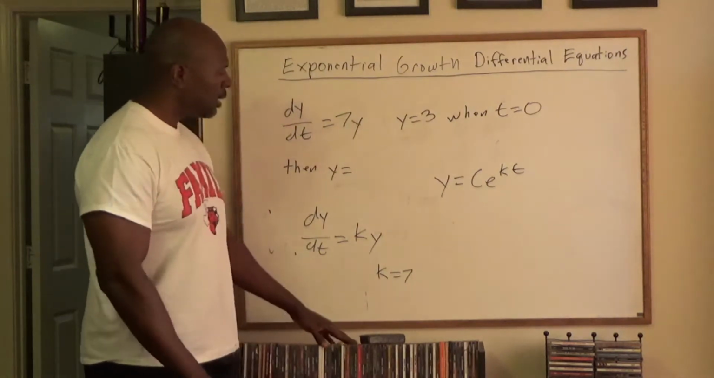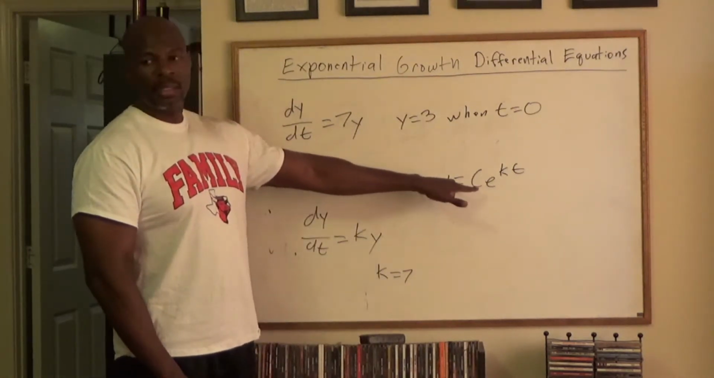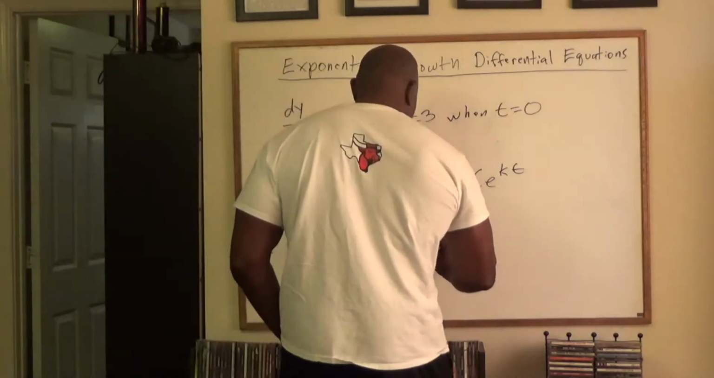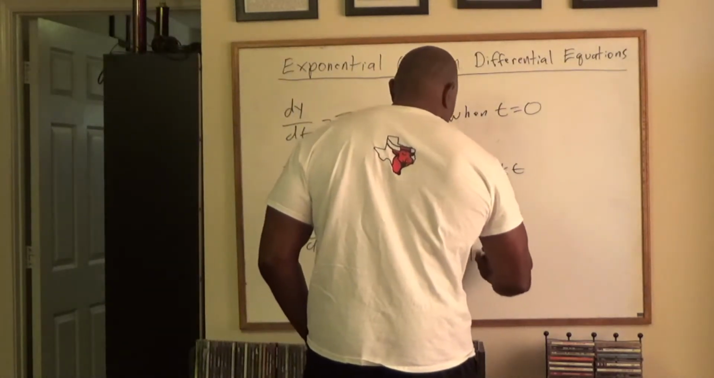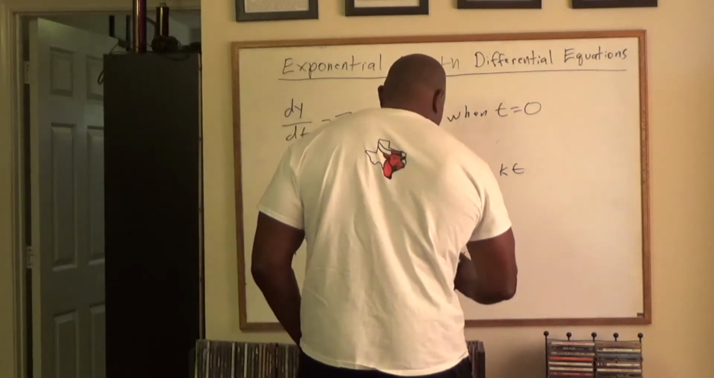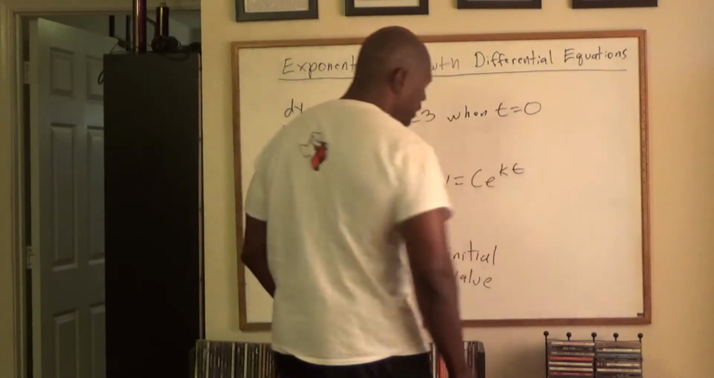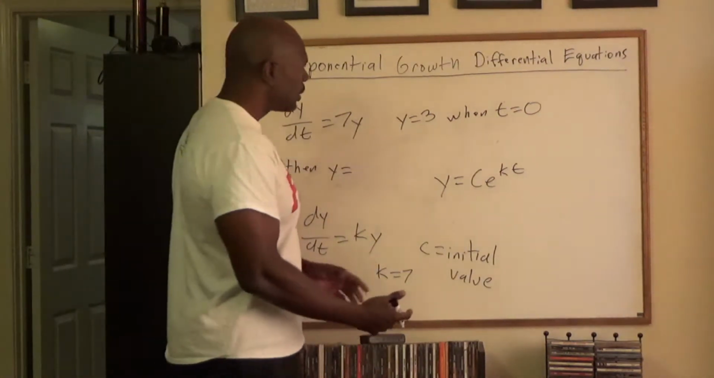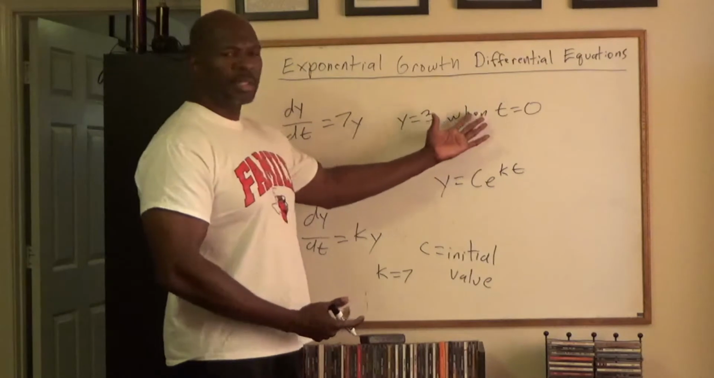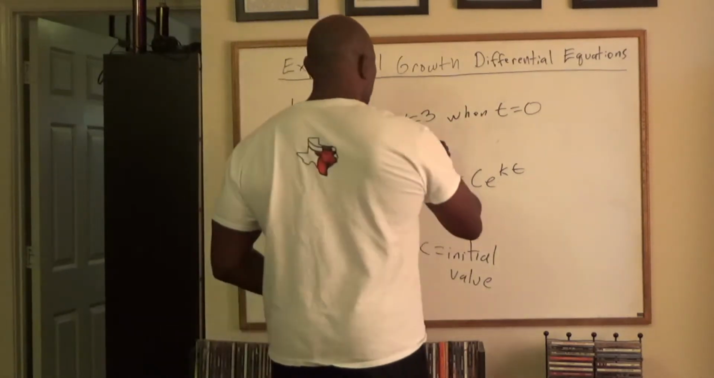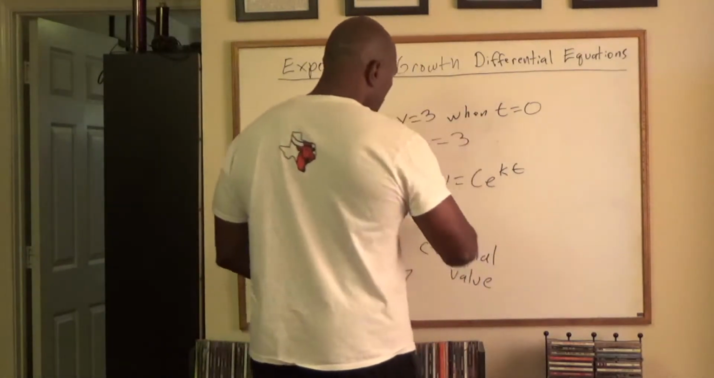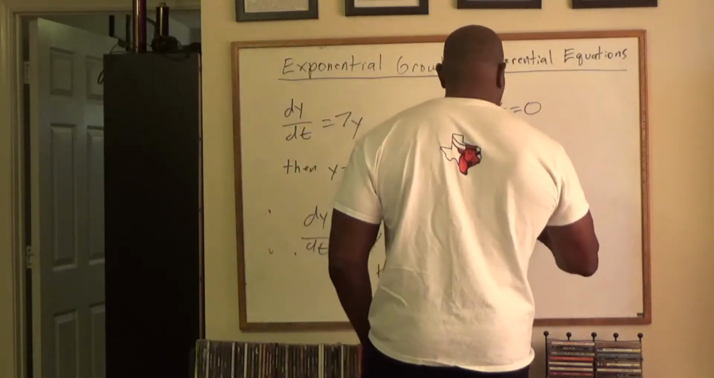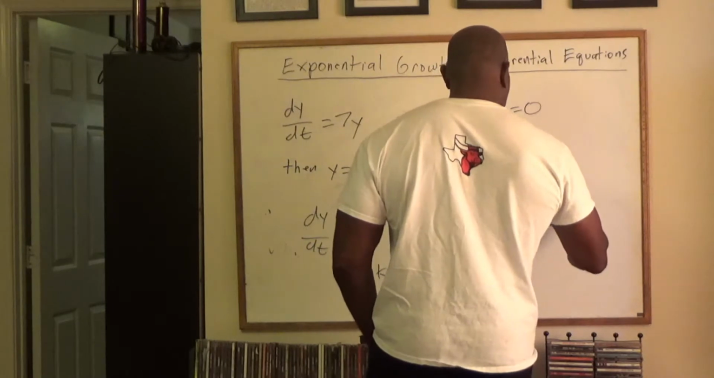So I found k. The other thing I need to do is find c. If you recall, c is the initial value. The initial value is the value of y when t is 0. Well, it says y is 3 when t is 0. So obviously c is 3. So the answer to the problem is y equals 3e to the power of 7t.